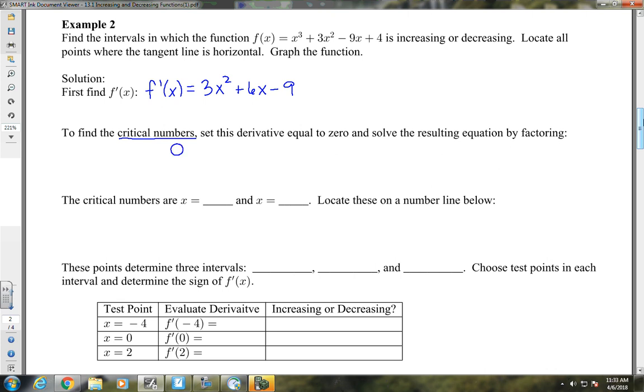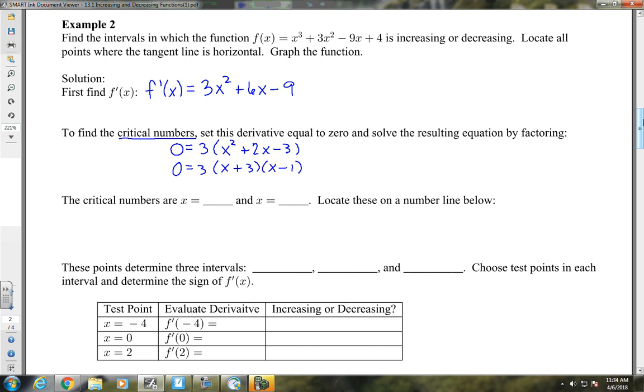Now, when I set my derivative equal to 0, I know I'm planning to factor it. So keeping an eye on my derivative, I notice that all three terms have a greatest common factor of 3. So I'm going to go ahead and take out the 3. That leaves behind x squared plus 2x minus 3. Then I can factor that remaining trinomial as x plus 3 times x minus 1.